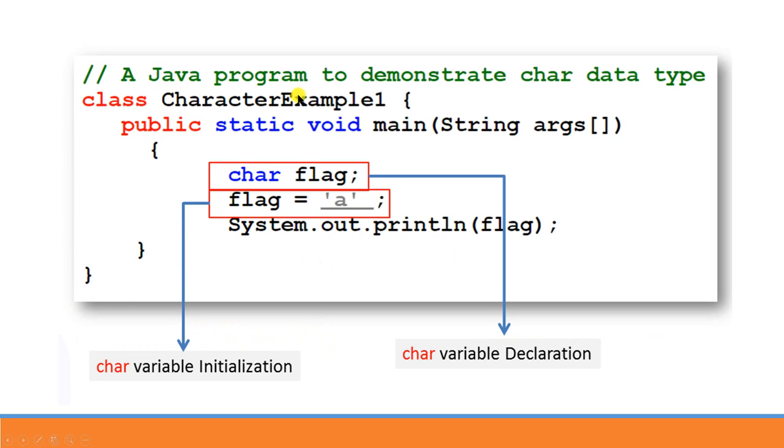Right here, I show you a simple Java program to demonstrate the char, or character, data type. Basically, you can write char and the character variable name. We call this a character variable declaration. And you can also assign a certain value to it. This is called the character variable initialization. For a character symbol, just put a single quote before it and behind it. So right here, this is actually the lowercase letter a, and then this character can be printed out.